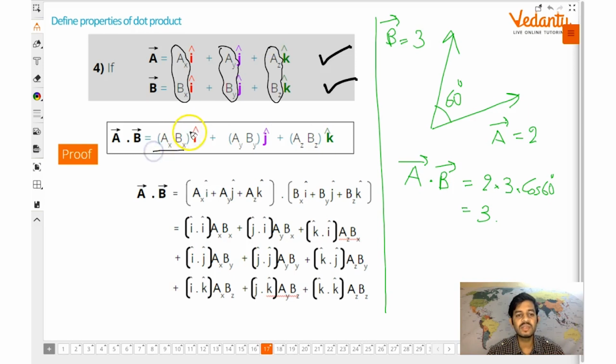ax into bx. Okay guys, there will be no i cap. This is wrong actually. थोड़ी सी गड़बड़ हो गई, sorry. The final answer would be simply ax into bx plus ay into by plus az into bz. ठीक है, सेम डायरेक्शन वाले मल्टीप्लाई करो, आपस में ऐड कर लो, that is the final answer.